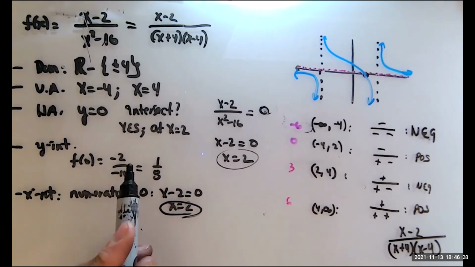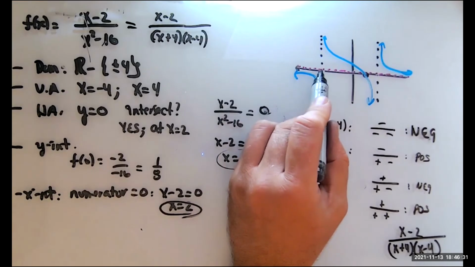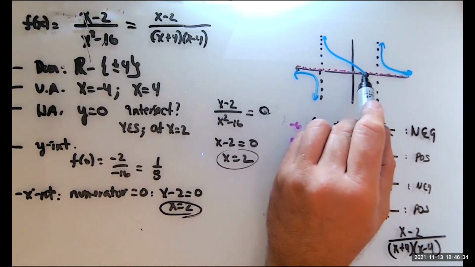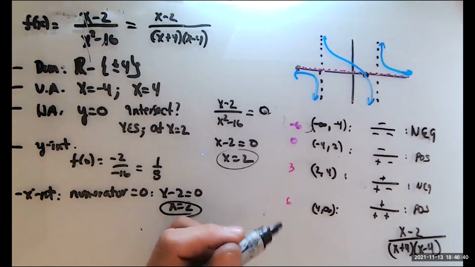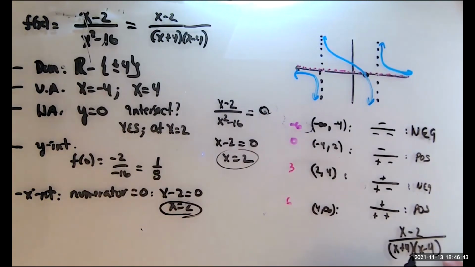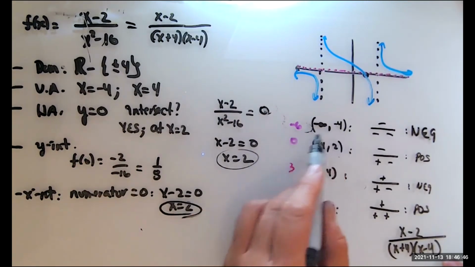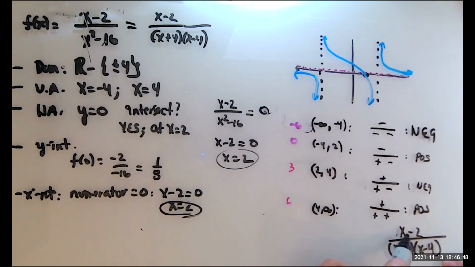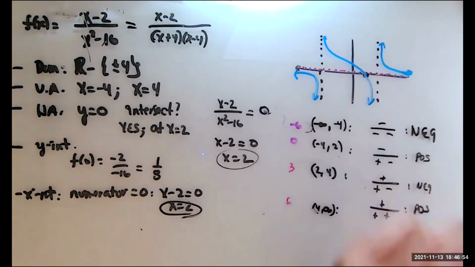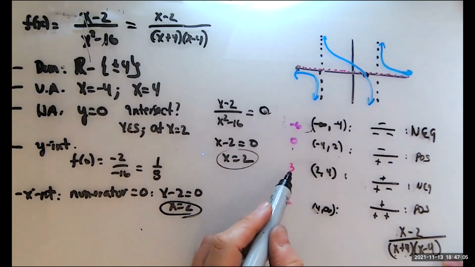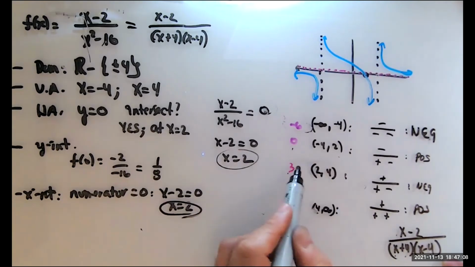Okay, so what are my subintervals? Negative infinity to negative 4. From negative 4 to 2, this is my x-intercept. From 2 to 4, and 4 to infinity. I just rewrote the function here, it's easier for me. For any number between negative infinity and negative 4, I chose negative 6. Negative 6 minus 2 is negative, negative 6 plus 4 is negative, negative 6 minus 4 is negative: negative over negative, negative. When x equals 0, 0 minus 2 is negative, 0 plus 4 is positive, 0 minus 4 is negative: positive.